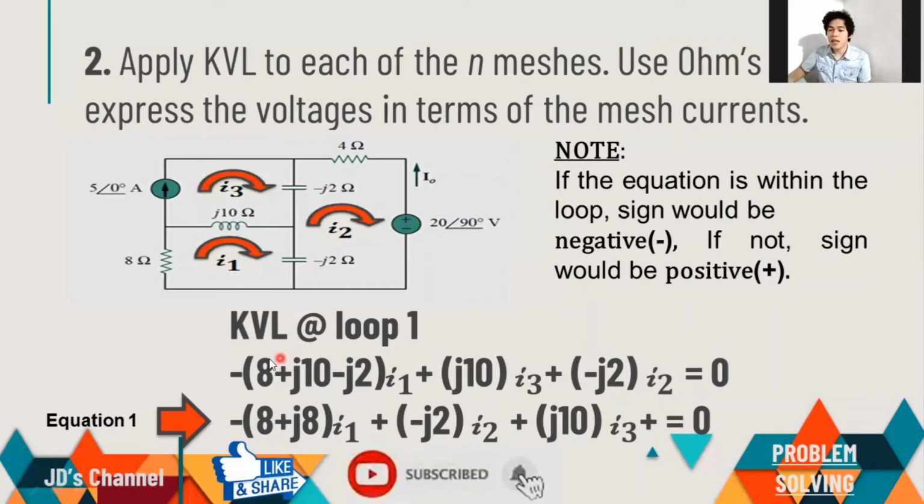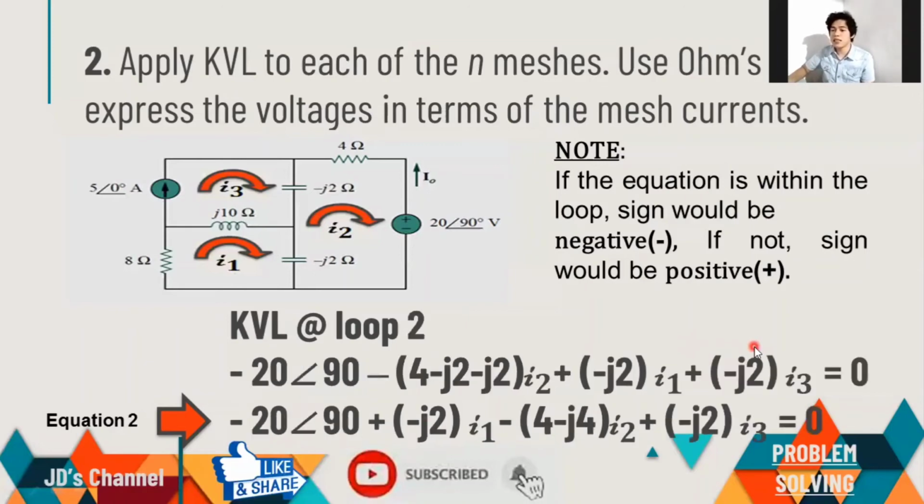Okay? And then, let us simplify our equation. We will have this negative 8 plus 38, I1, plus negative j2, I2, plus j10, I sub 3 equals 0. I just arranged it, class, so that it looks nice and is not confusing. Okay, so that is our equation 1.